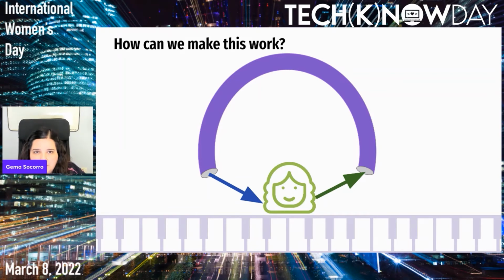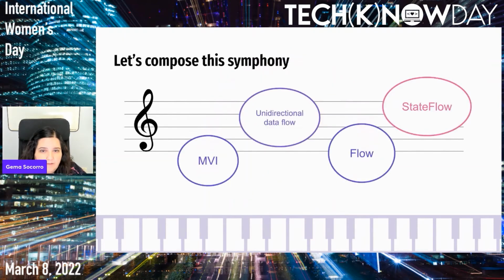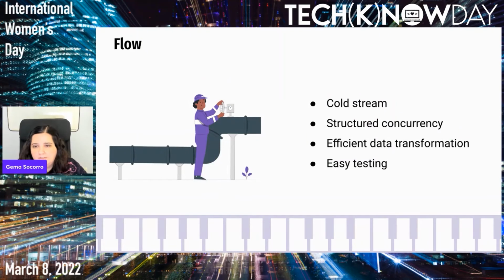But how can we make this work? How can we assure that we are going to put those events into the flow from just one point and recover those events from another point? So this is where Flow comes in handy. Flow is a cold stream, it's a pipe. I always like to use the idea of a pipe. So it's a pipe where you are going to send objects, emissions, whatever you want to call it.